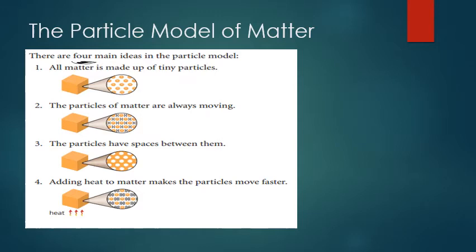Here's a point where I find a lot of students make mistakes. They have this tendency to believe that in a solid there is no movement of the particles. But that is untrue. Okay, that's not true. They are always moving. So in a solid, you have particles that are just vibrating in place.